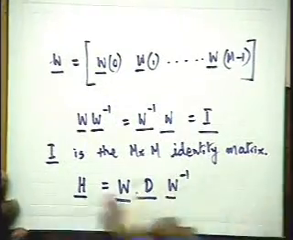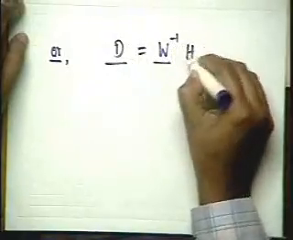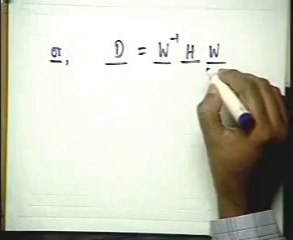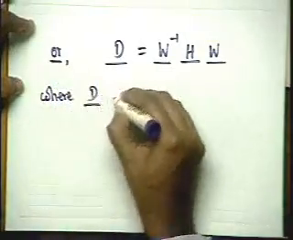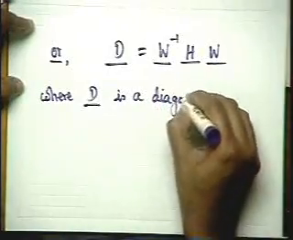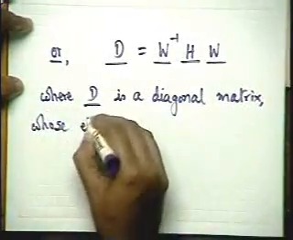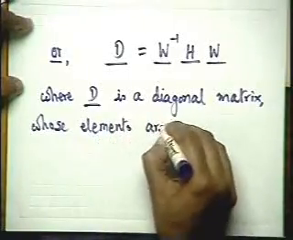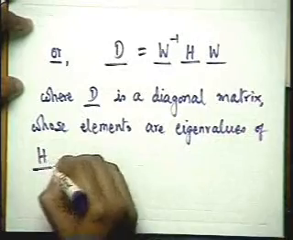Rather, the same expression, if I pre-multiply by W inverse and post-multiply by W matrix, then I get D. So from the above expression I can write D matrix as W inverse H W, where D is a diagonal matrix whose elements are eigenvalues of H.